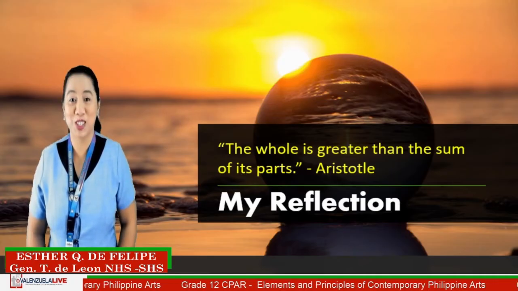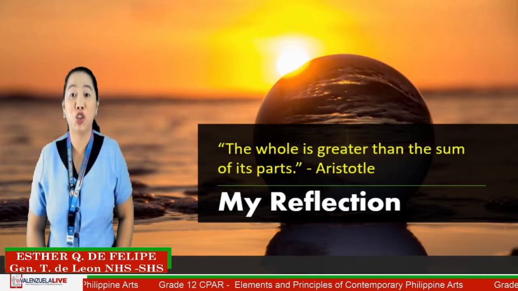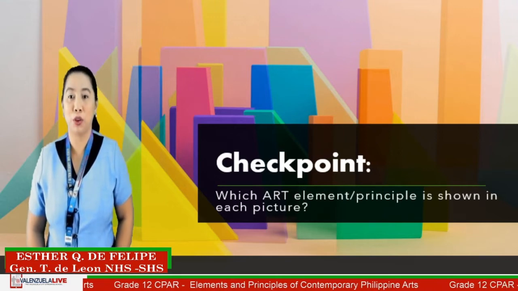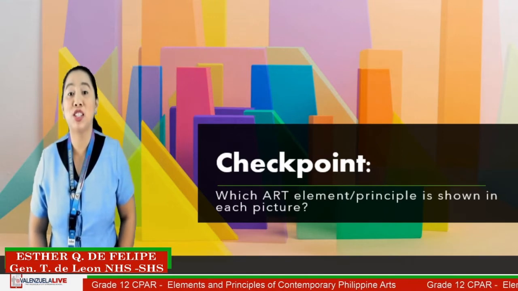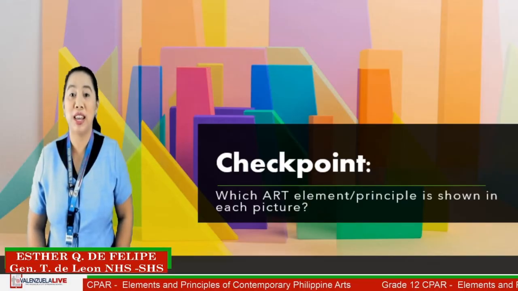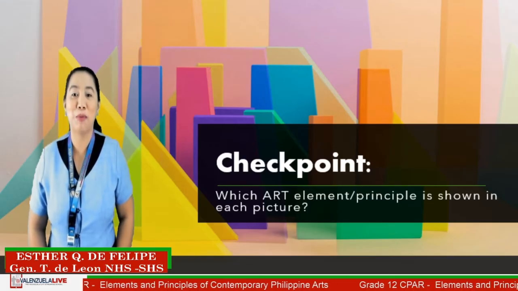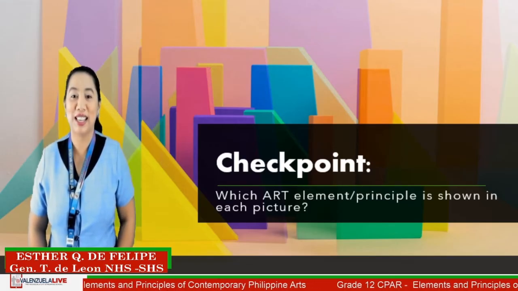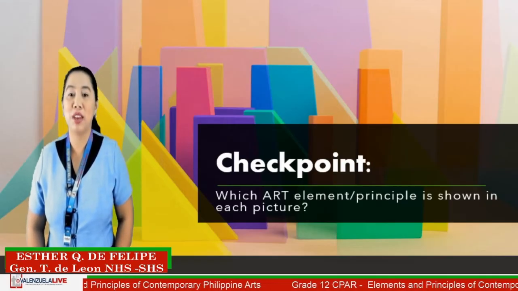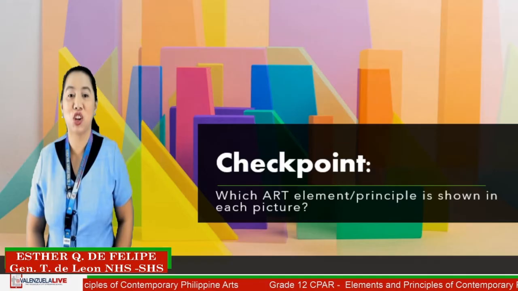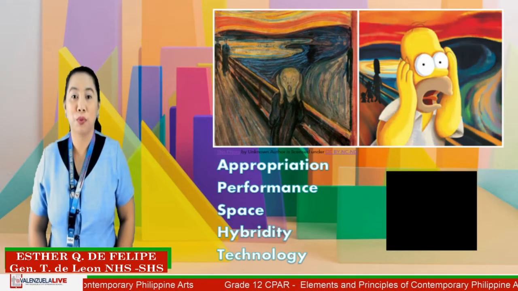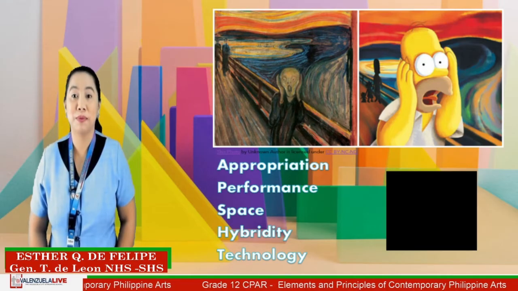Before we end our discussion, let us see how much you have learned from today's lesson by answering our checkpoint. What you need to do is to evaluate each artwork that I will be flashing on the screen and identify which art element or principle it highlights. Simply type your answer in the comment box. You will be given 10 seconds to answer each item. Here is our first artwork. What do you see?